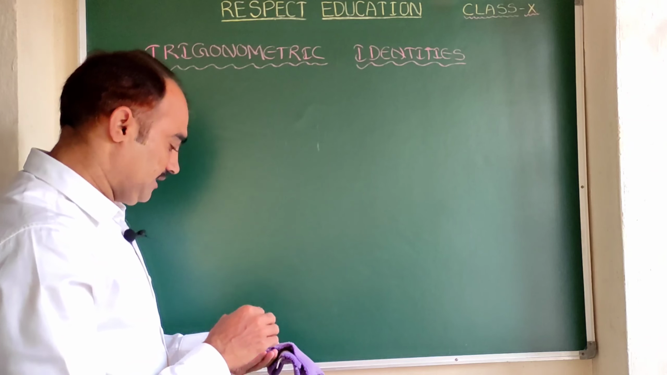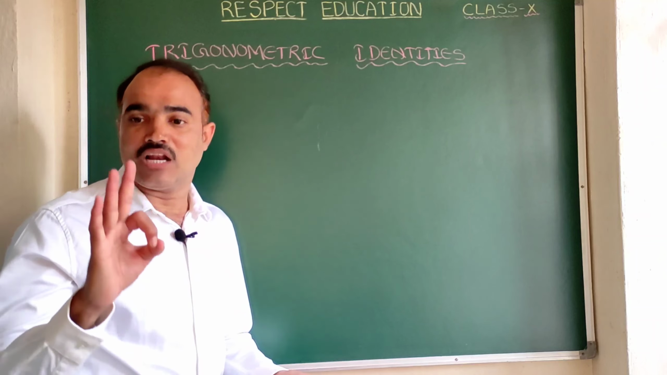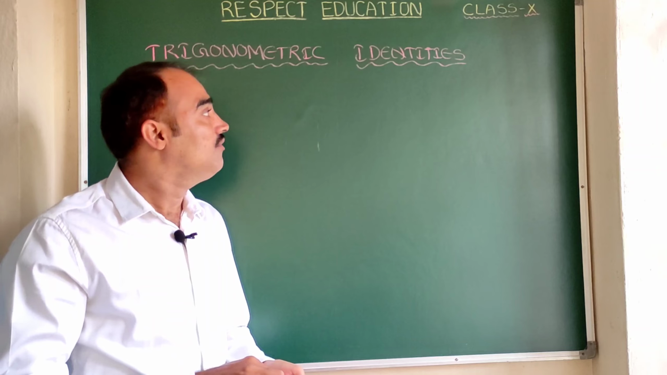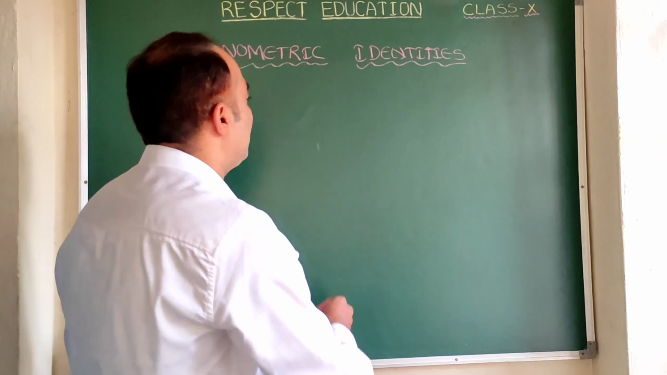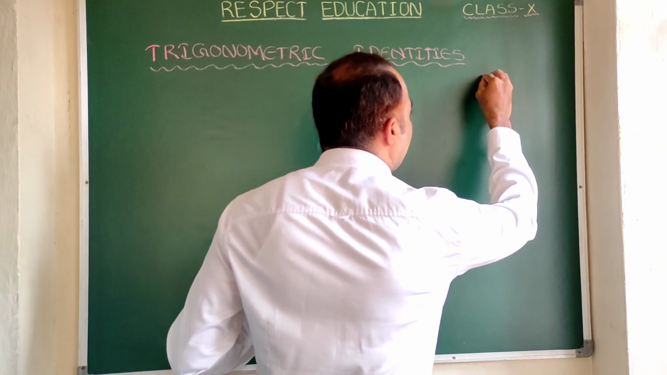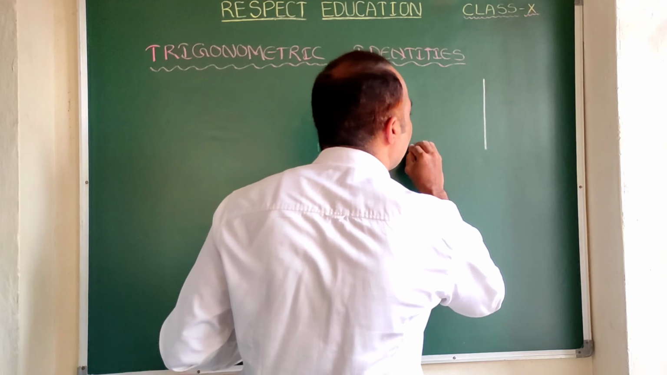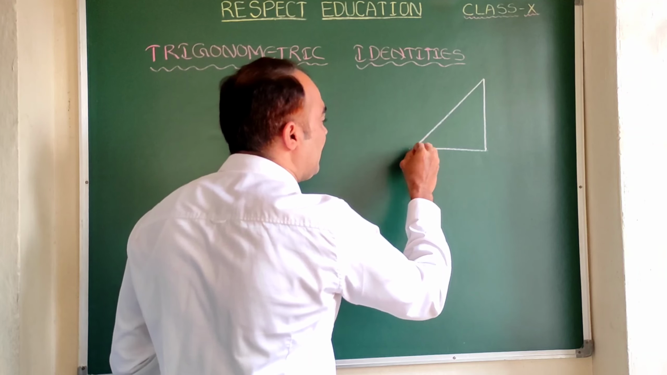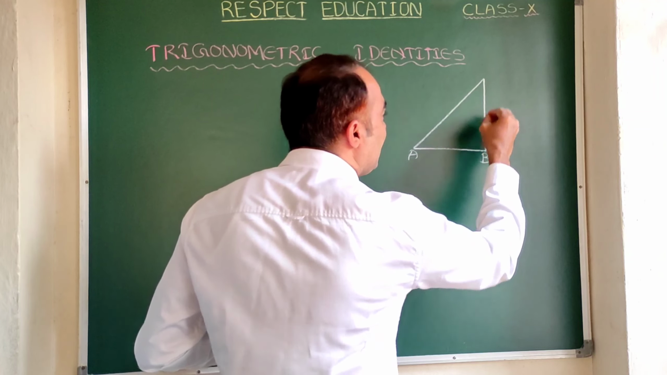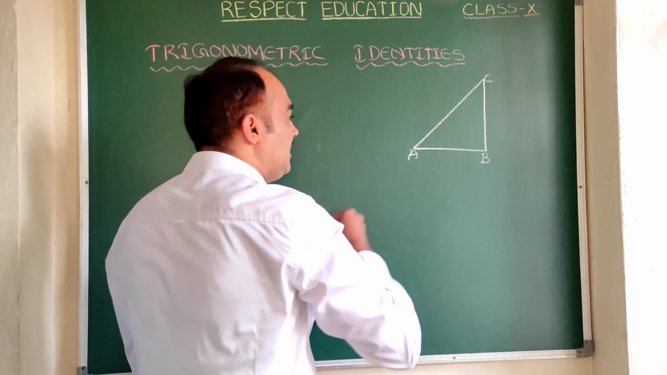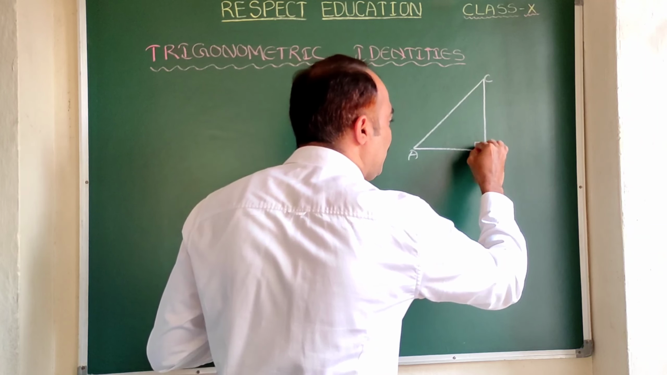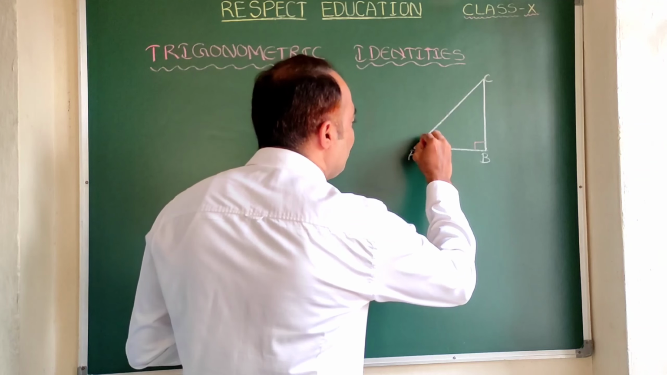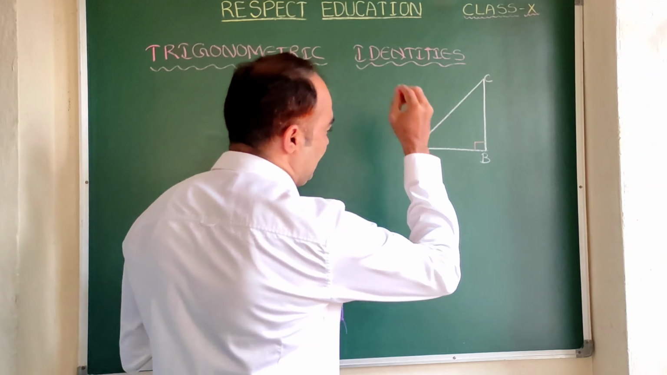Now here let us see. Actually we have three trigonometric identities. So first let us see one by one. For each one, we need to consider a right angle triangle. For example, let ABC be a right angle triangle which is right angled at B. Is it clear? Yes, now here we are taking the angle at A.